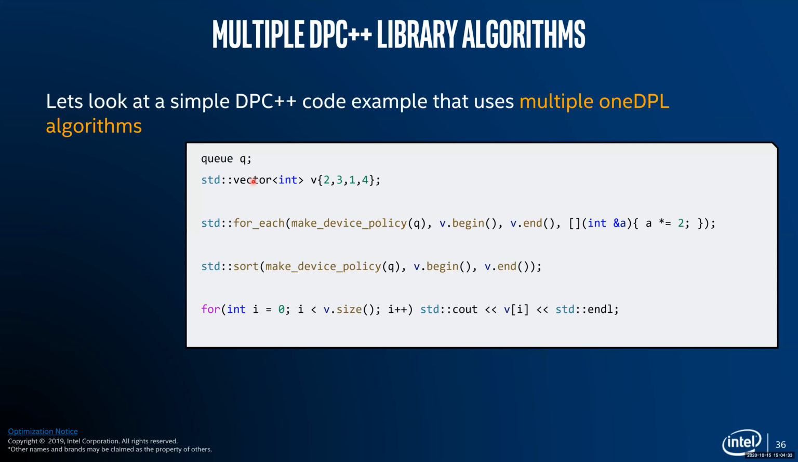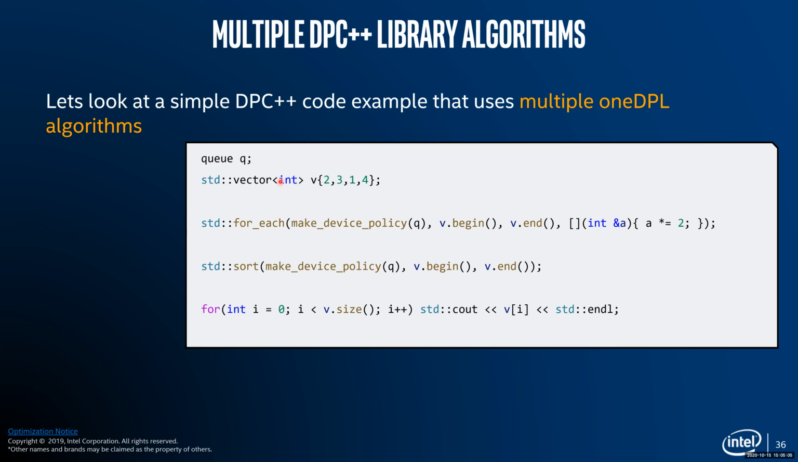So now let's look at an example. Let's say you have to use multiple library algorithms, right? In this example, I think what we are doing here is we're using two library functions. One is for_each, and then the other one is sort. So we have a vector defined as 2, 3, 1, 4. The first library function is actually multiplying all these values by 2. And then the second one is actually sorting them, right?